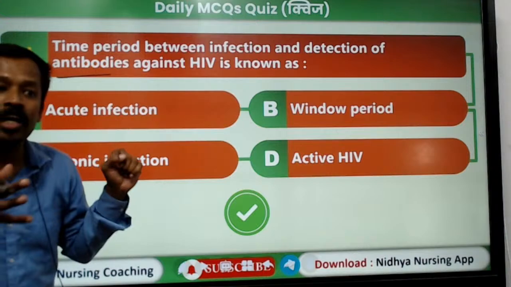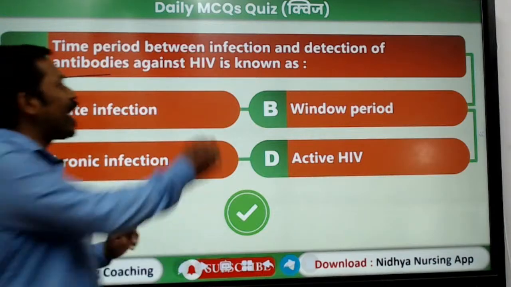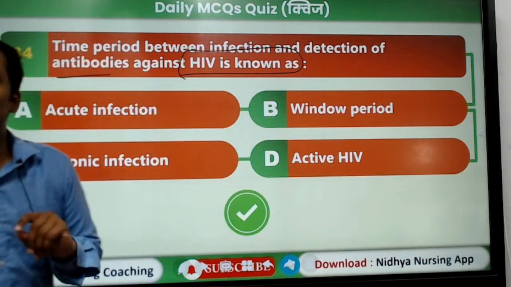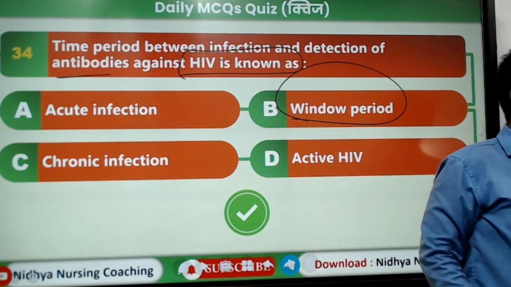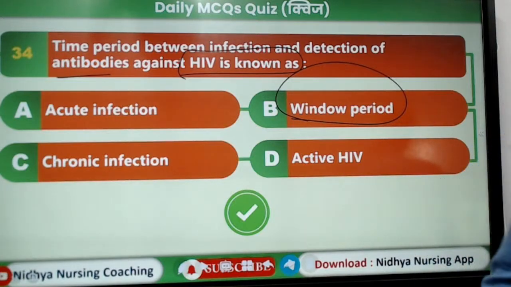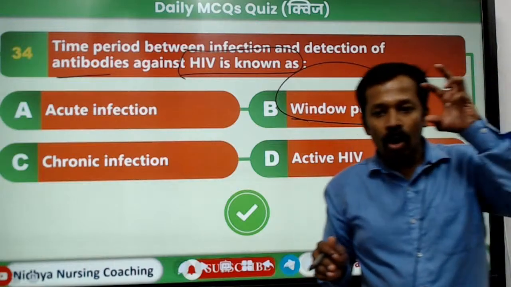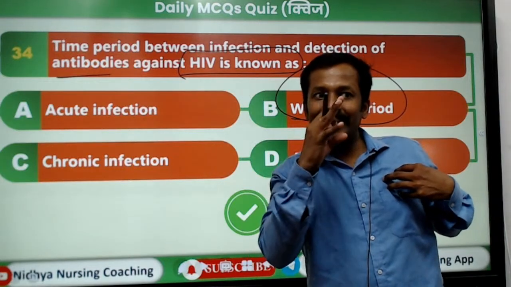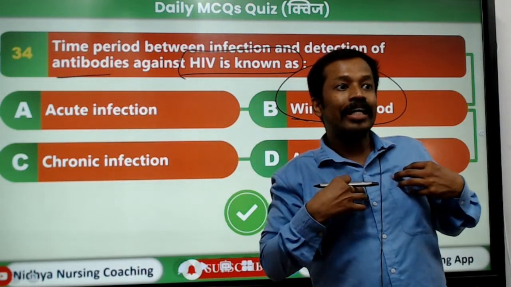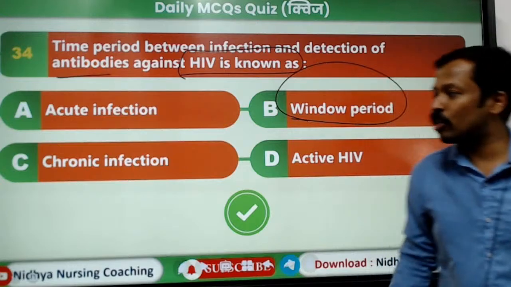Detection, that means we are diagnosing. What is that time period called? Against HIV, that is known as window period. Already the microorganism has entered our body and there is a time gap for diagnosis of HIV. That gap is known as window period.